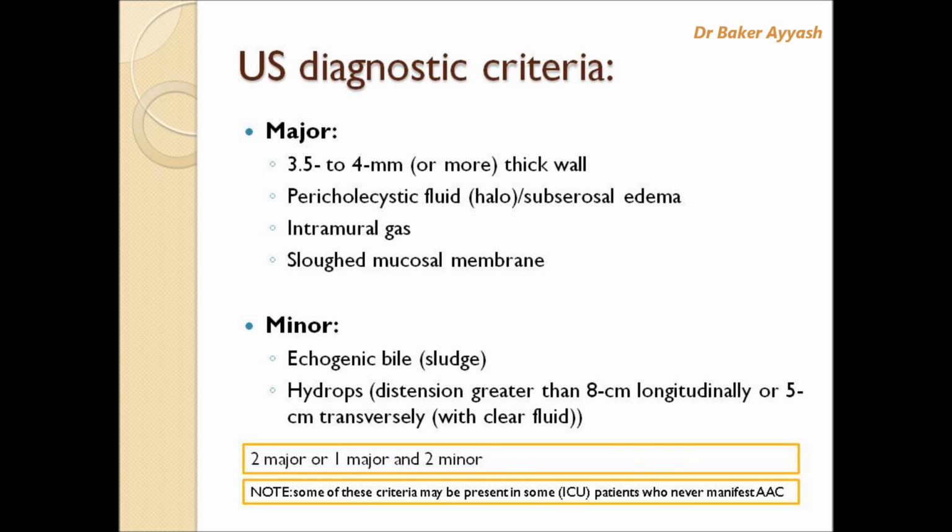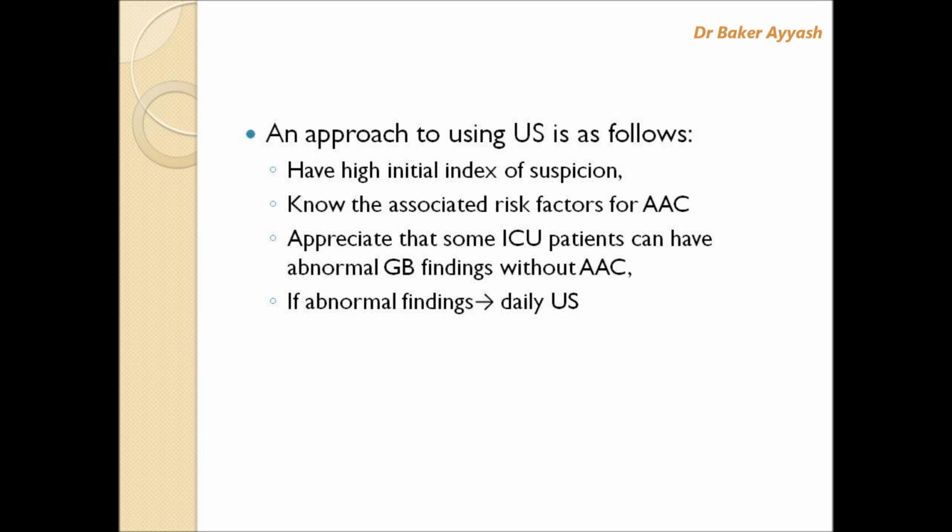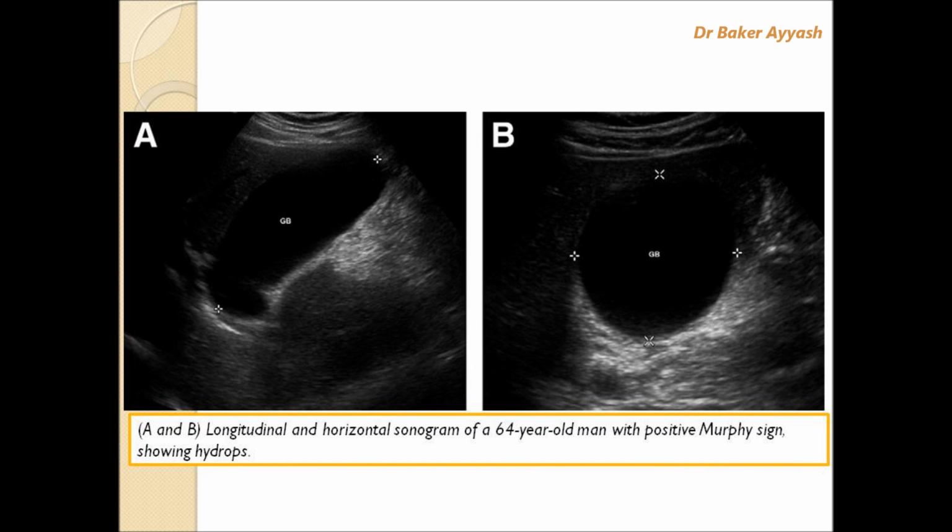There is an important point regarding the ultrasound diagnostic criteria. Some of these criteria may be present in some ICU patients who never manifest acute acalculous cholecystitis. So we have to have an approach to use ultrasound. We have to have a high initial index of suspicion, know the associated risk factors for acute acalculous cholecystitis, appreciate that some ICU patients can have abnormal gallbladder findings without acute acalculous cholecystitis, and if the patient has abnormal findings, then we need to do daily ultrasound.